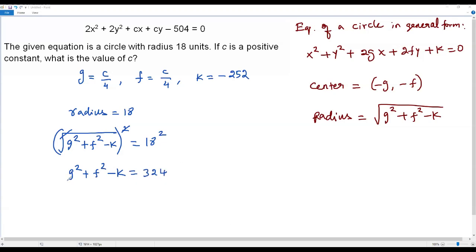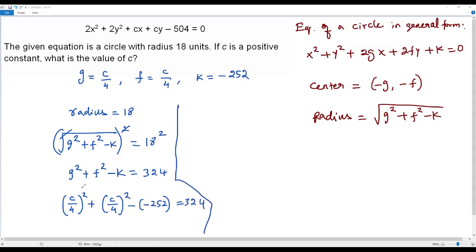Now I can plug in the values for g, f and k. We know that g = c/4, then we get (c/4)². Plus for f also the same thing, (c/4)². Minus the value of k, which is −5/8, equals 324. Let me continue over here. The (c/4)² will become c²/16, plus c²/16, and minus times negative 5/8 will become positive 5/8, equals 324.